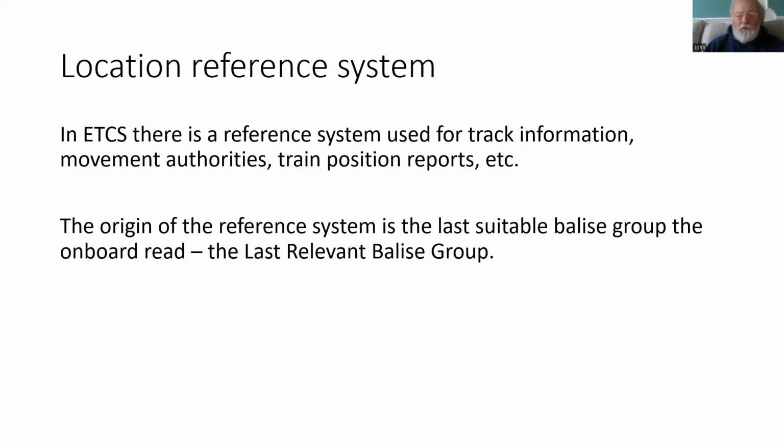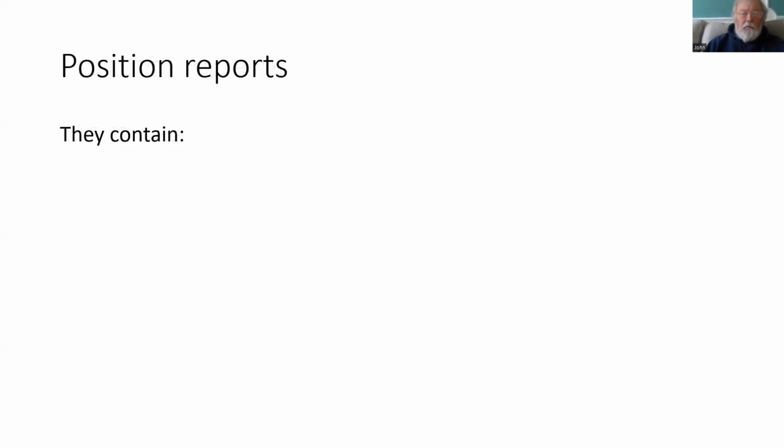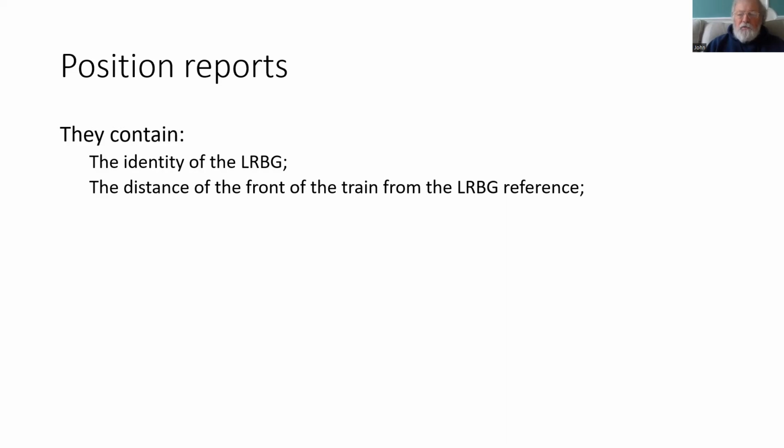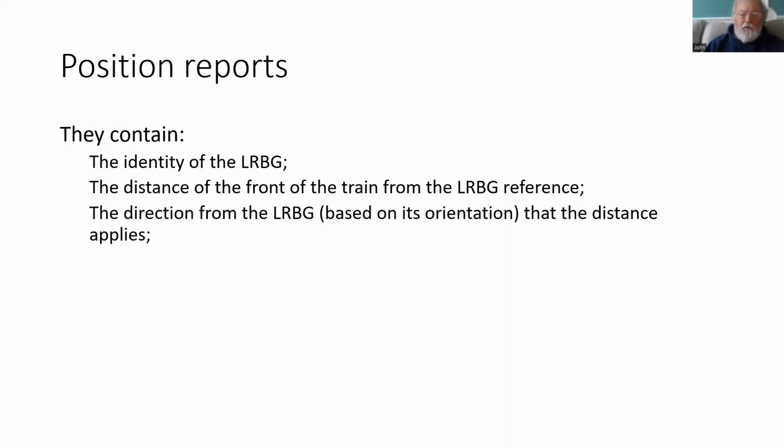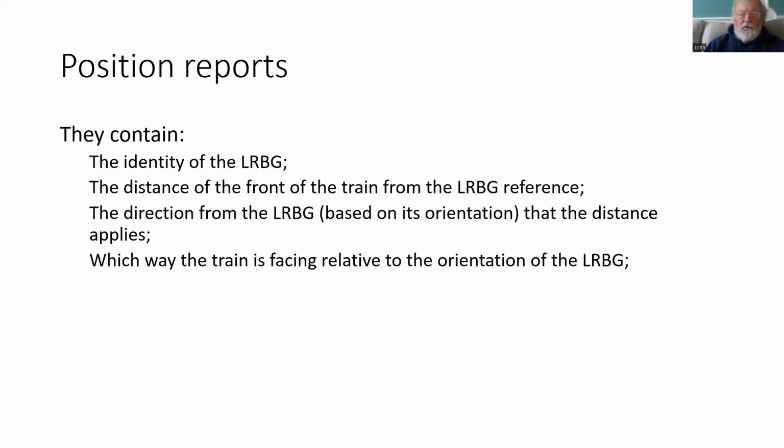And the origin of the reference system is the last suitable Balise group that the onboard has read, and that's often called the last relevant Balise group, LRBG. So how's that used? Well, when we send a position report from an onboard, it contains the identity of that LRBG, the distance the front of the train is estimated to have travelled from that LRBG, the direction relative to the LRBG that the distance refers to, which way the train is facing relative to the LRBG orientation, and the way in which the train is travelling relative to the LRBG.